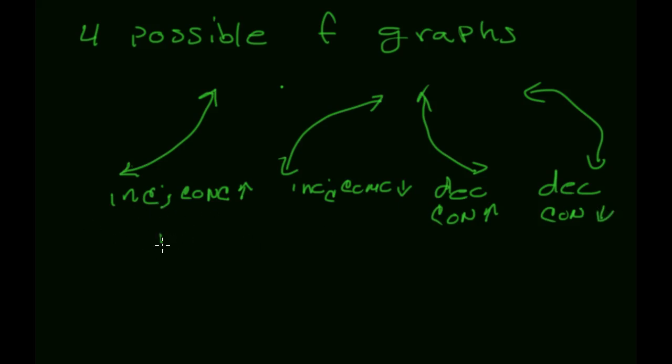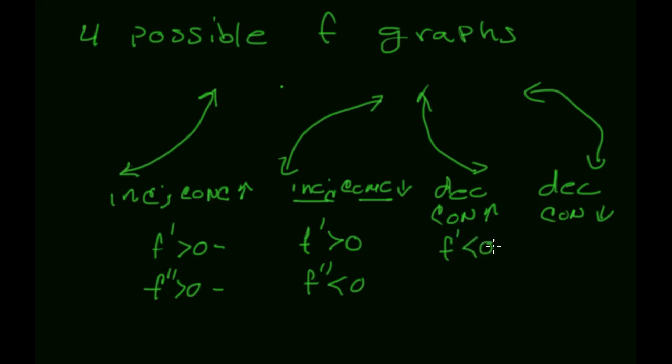So this one happens when f prime is positive and f double prime is positive: increasing concave up. This is when I have f prime positive, f double prime negative, so this is increasing concave down. Now I'm decreasing, so f prime is going to be negative, and concave up makes f double prime positive. Decreasing concave down is f prime negative, f double prime negative.